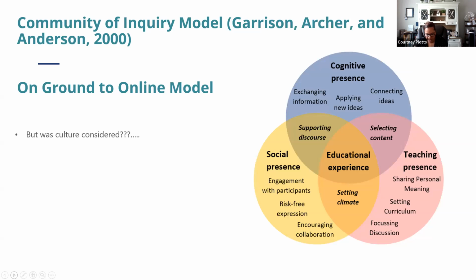And so when we take a theoretical approach, there's lots of options, something like the community of inquiry theory, which is very common in online spaces, right? You've got cognitive presence, social presence, and teaching presence. But the problem is, and even Garrison, Archer, and Anderson said it themselves. They said, listen, in the beginning, only cognitive presence is important. That's a very Eurocentric way to do things.